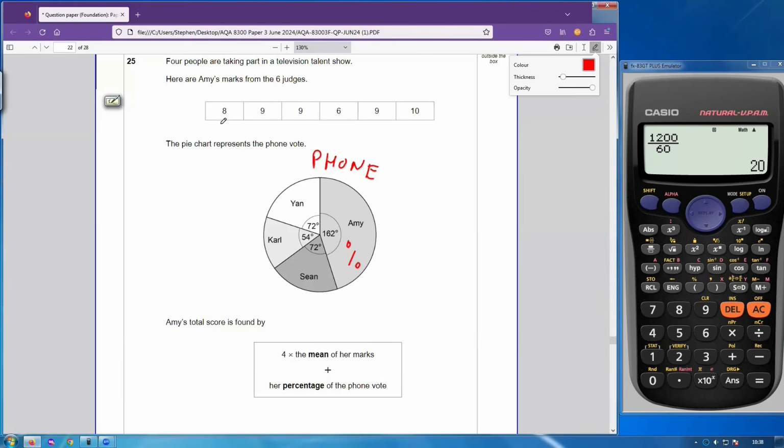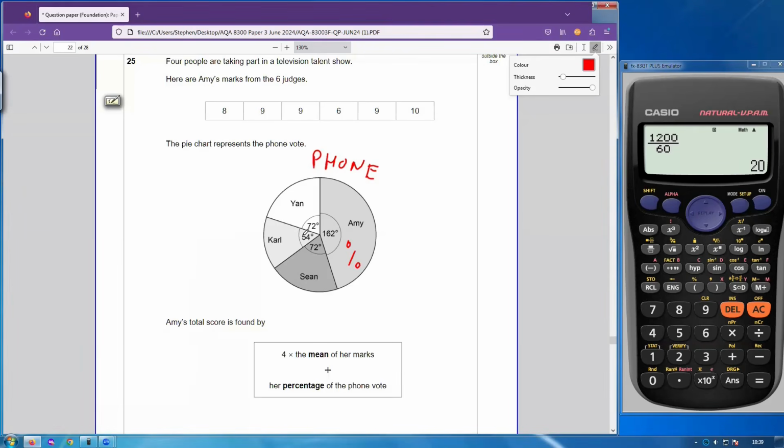How do we work out the mean of her marks? We add them together, divide by how many there are. How do we find out the percentage of her phone vote? Well, this is out of 360, so it's going to be 160 over 360, because 360 is representing the whole. And then we times that by 100.